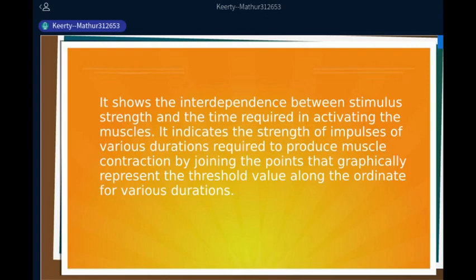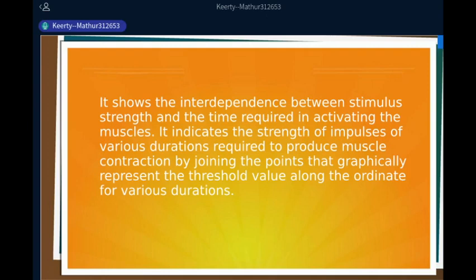It shows the interdependence between stimulus strength and the time required in activating the muscles, and it indicates the strength of impulses of various durations required to produce muscle contractions by joining the points that graphically represent the threshold value along the ordinates for various durations. So basically we have to understand why we are drawing an SD curve.